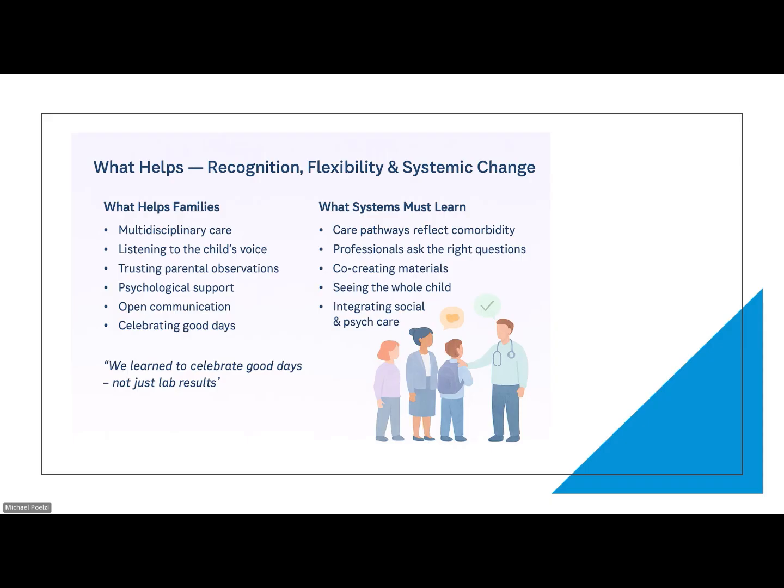On the right, what the system has to learn. Care pathways must reflect comorbidity, not just the primary diagnosis. Professionals should ask, what impacts your daily life the most? Co-creating materials that include fatigue, mental health, school stress, and emotional resilience. Seeing the whole child, not just each organ or symptom.